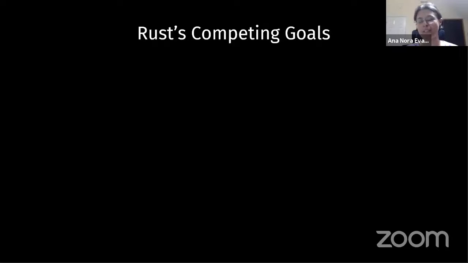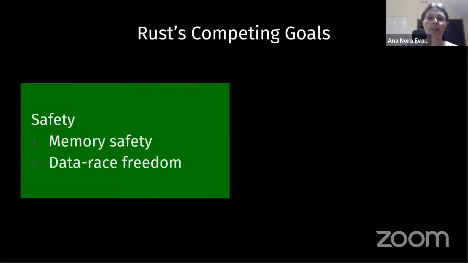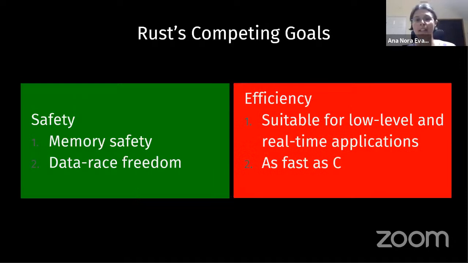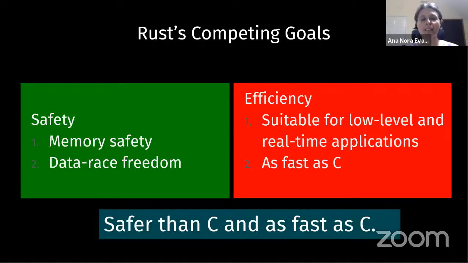Rust has two competing goals. First, it aims at being a safe language. It guarantees memory safety and data race freedom. And on the other end, it aims to be an efficient programming language and be as fast as C. Thus, Rust occupies a happy medium between safe languages and C, wanting to be safer than C and as fast as C.